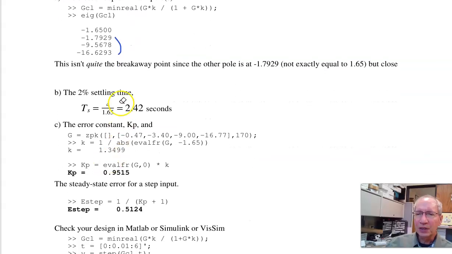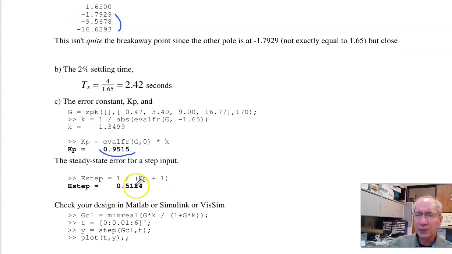The settling time, 4 over the real part of the dominant pole, is roughly the settling time. It's about 2.42 seconds. The error constant is the DC gain. Evaluate G of s at s equals 0, and Kp is G of s times K. Kp is 0.95. So the error per step input is 1 over Kp plus 1, 0.51.